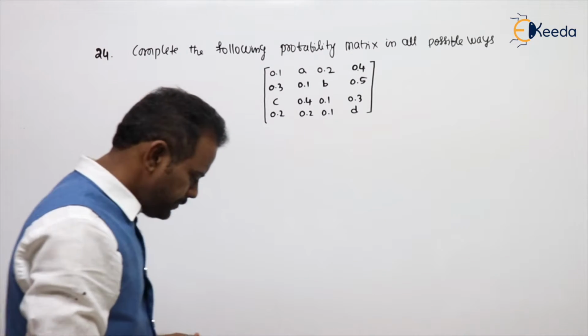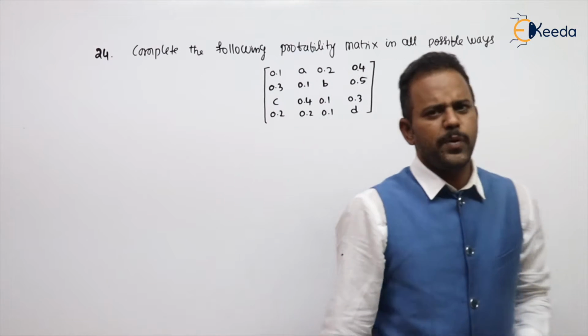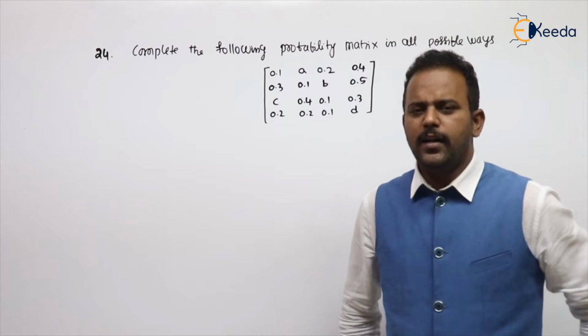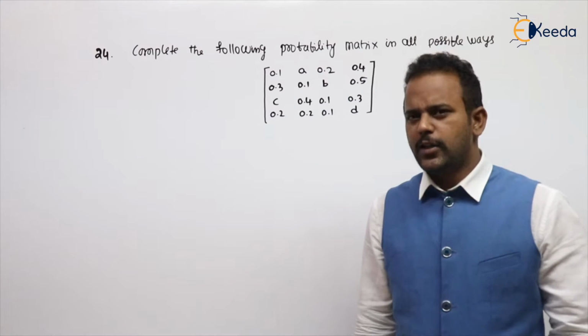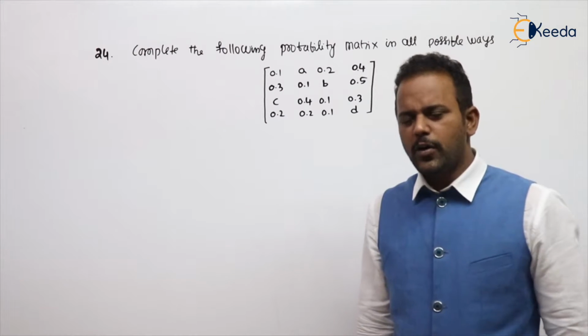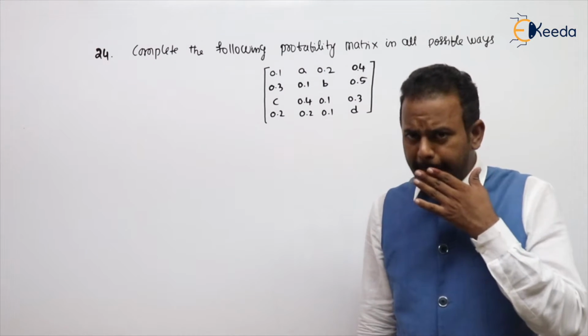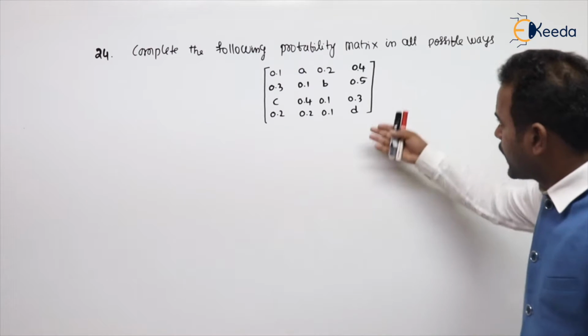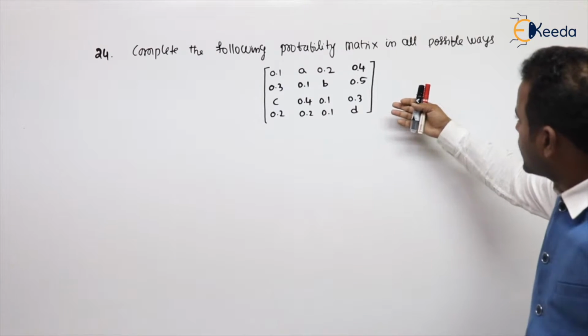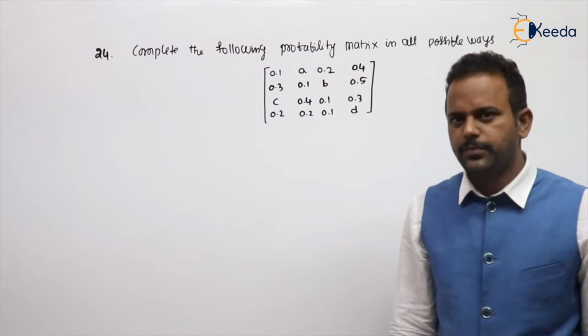See the next problem. This is one simple question on how joint probability, conditional probability, and input and output probabilities work. To indicate that, I take a simple problem: complete the following probability matrix in all possible ways.